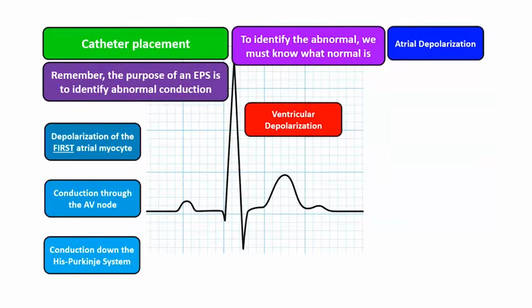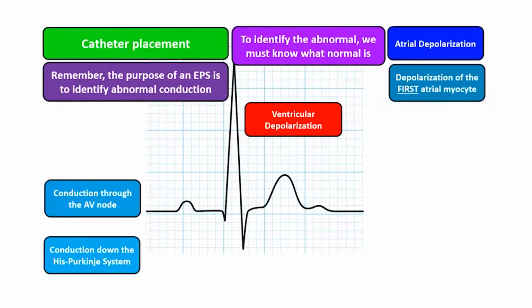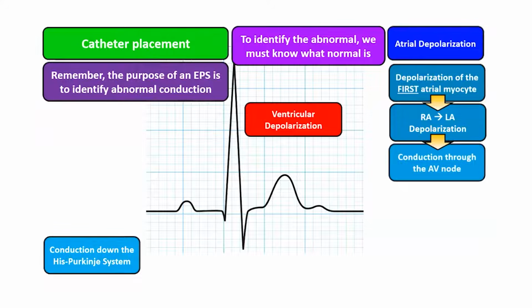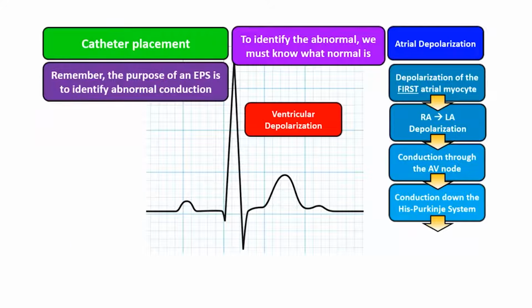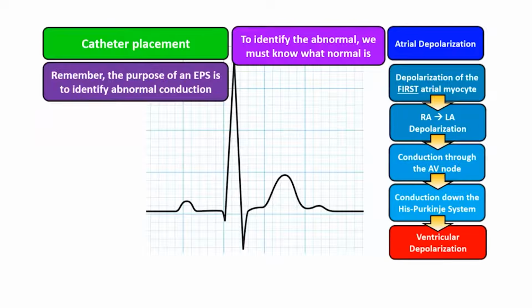We know that in the typical heartbeat, the heart starts with atrial depolarization, and the P wave represents depolarization of the first atriomyocyte. After that, we get right atrial to left atrial intraatrial depolarization, and simultaneous sometimes with that, we get propagation of this wavefront and conduction through the AV node. After the wavefront passes through the AV node, conduction occurs down the HIS Purkinje system. And last but not least, leads to ventricular depolarization.